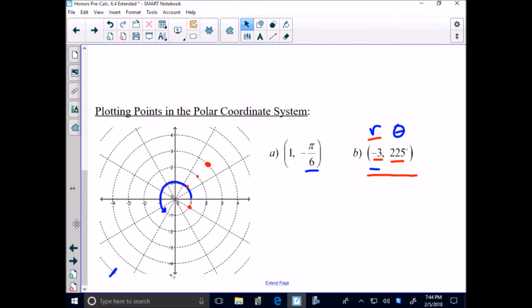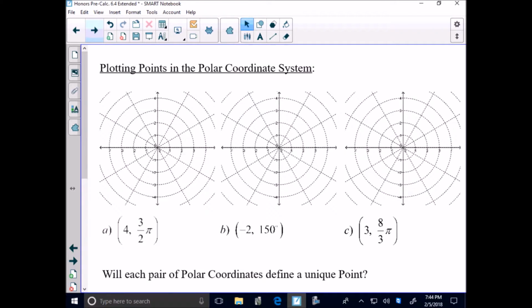So right here on our next page, we've got some points for you to plot, and then we're going to answer some questions about points on the polar plane. So why don't you guys go ahead and pause the video here, and we'll come back and look at this work in a second.